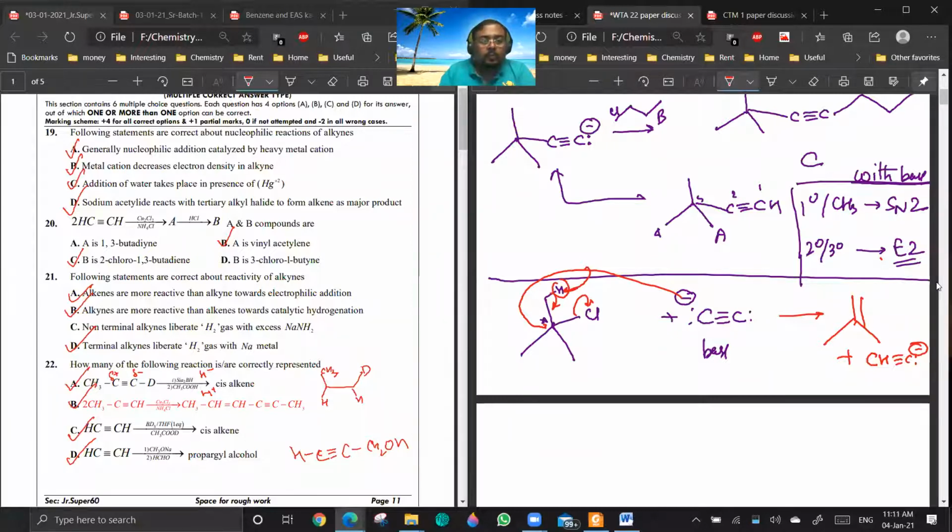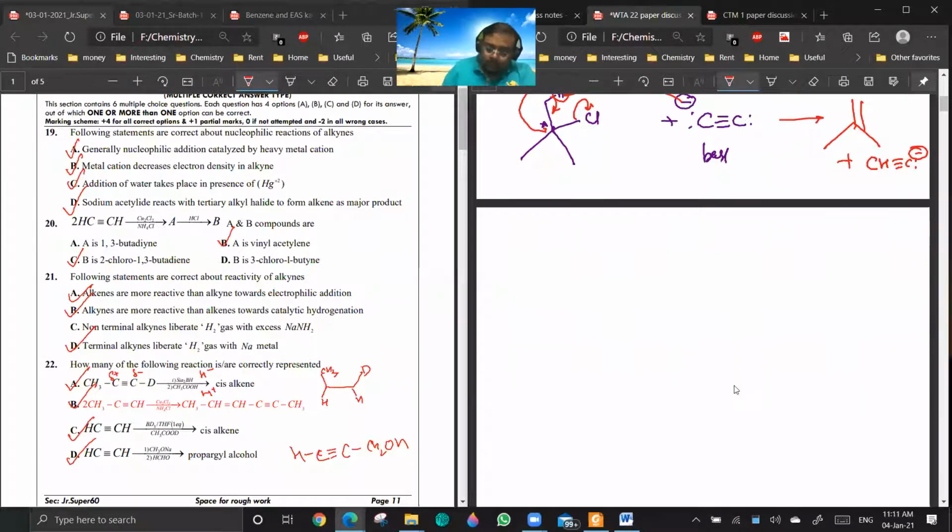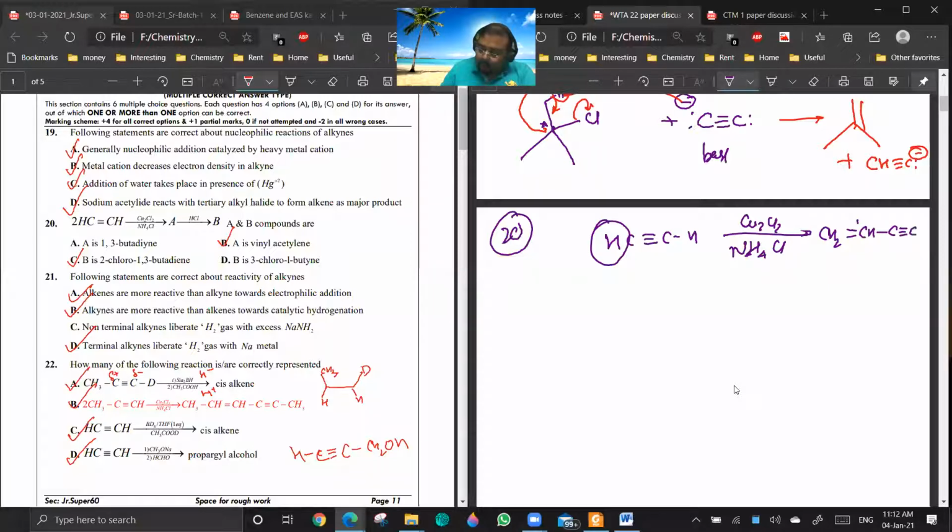So 20th is something which we discussed in the class. It is basically polymerization of acetylene. If you have acetylene and you are reacting it with Cu2Cl2 and NH4Cl, then one of the hydrogens will be replaced by vinyl. So you'll be getting CH2=CH-C≡CH.